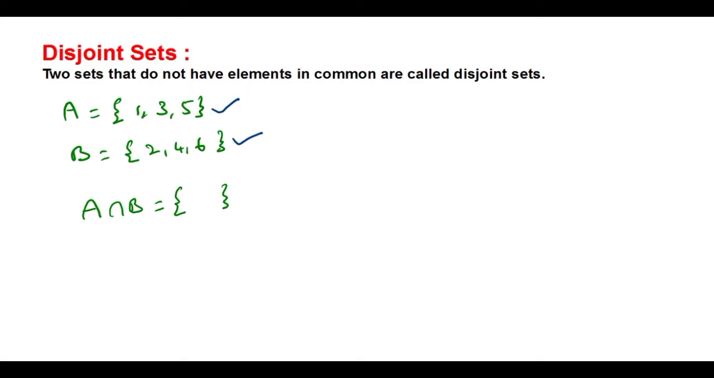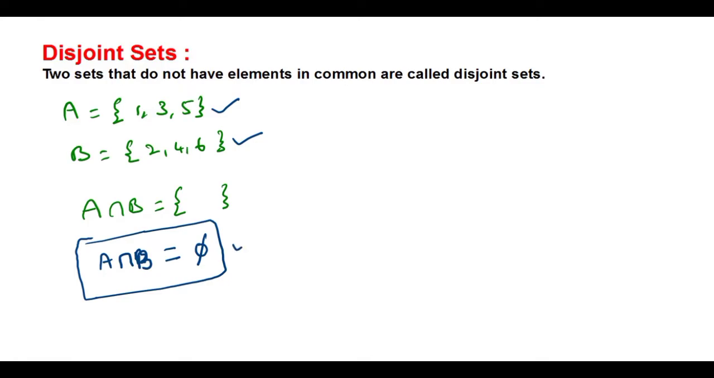How do we write the null set? With the symbol phi. This null set we have discussed; we should represent it with the phi symbol. Now you can observe, if A intersection B equals phi, then the two sets are called disjoint sets. So disjoint sets means two sets which do not have a common element. Here A intersection B is phi because A and B are disjoint sets.